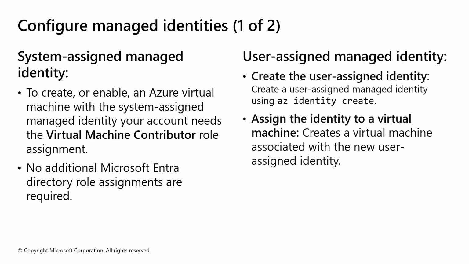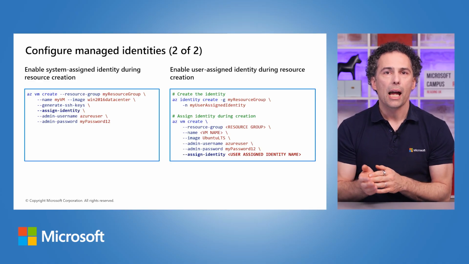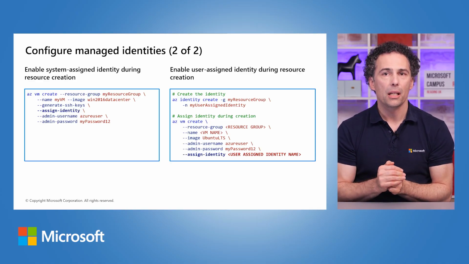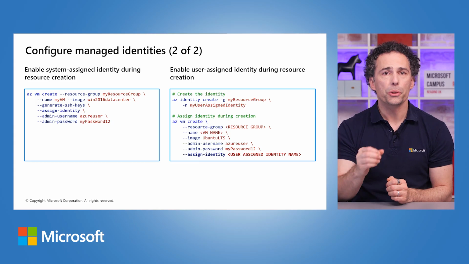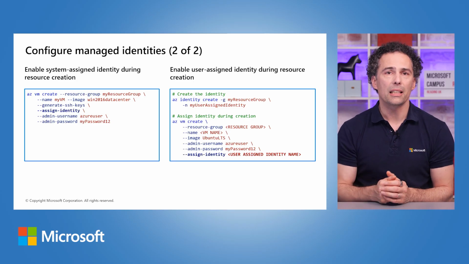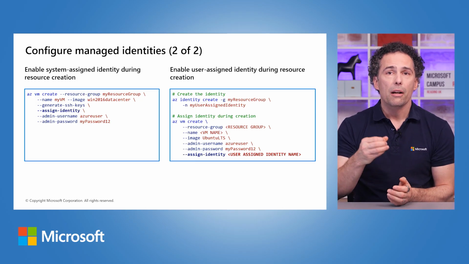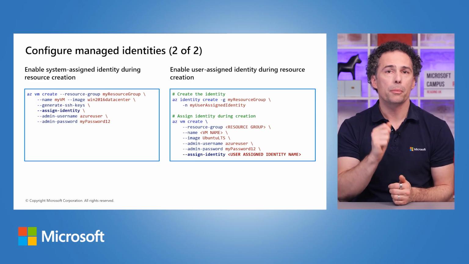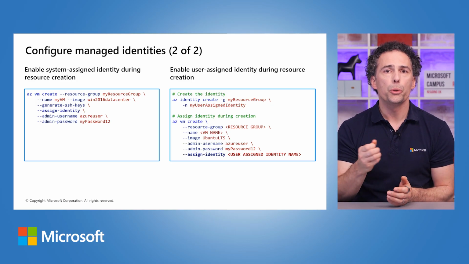And how do we do this? On the left, you see an Azure CLI example to create a virtual machine and enable the system-assigned managed identity as part of the creation process. On the right, the first line creates the user-assigned managed identity, the second creates a virtual machine, and then assigns the now existing user-assigned managed identity to it. The az vm create command uses the same parameter, but by providing a name, it already recognizes the managed identity as user-assigned.